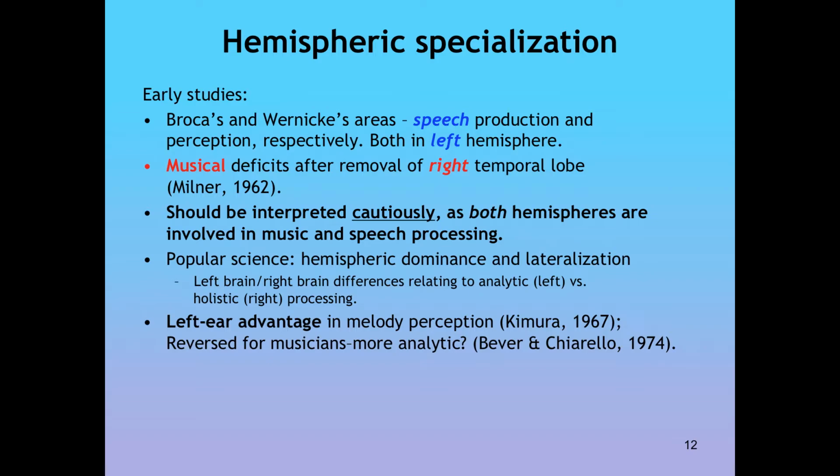And that's what Kimura found, this left ear advantage in melody perception. And you can put a little asterisk next to that one. You might get a quiz question about that. So again, left ear advantage. If we're playing melodies in the left ear, they'll be processed in the right hemisphere. So this is this contralateral connections idea.